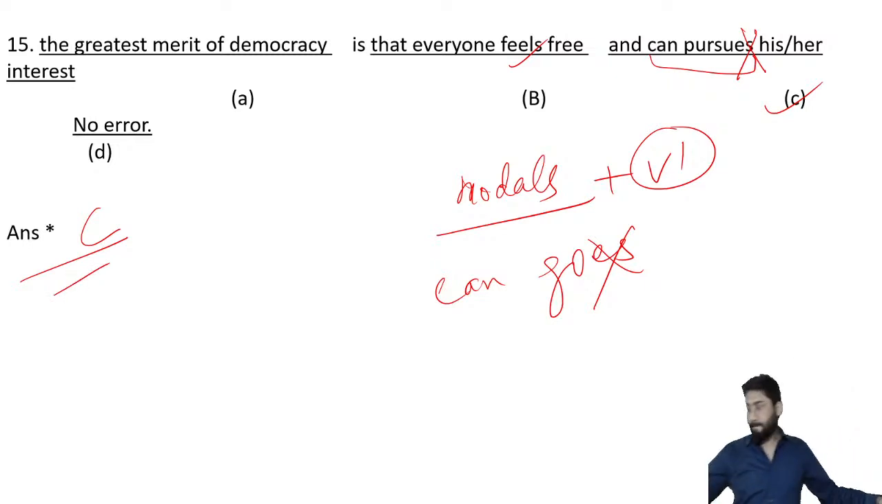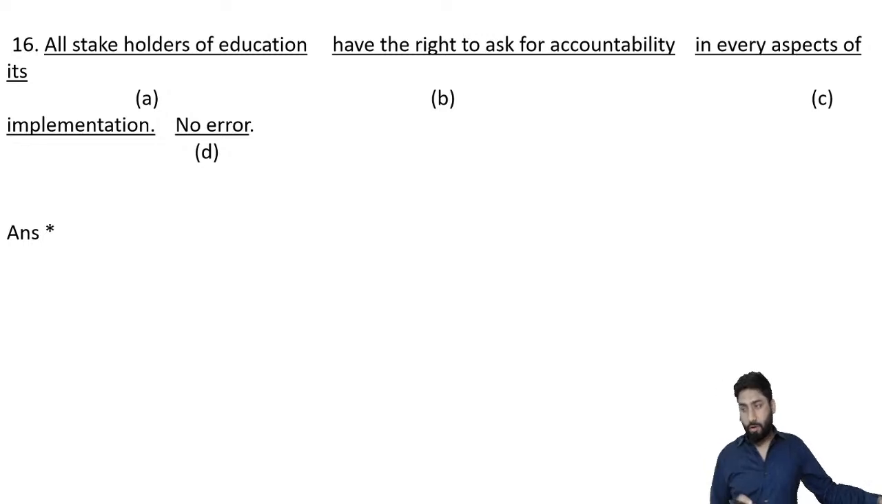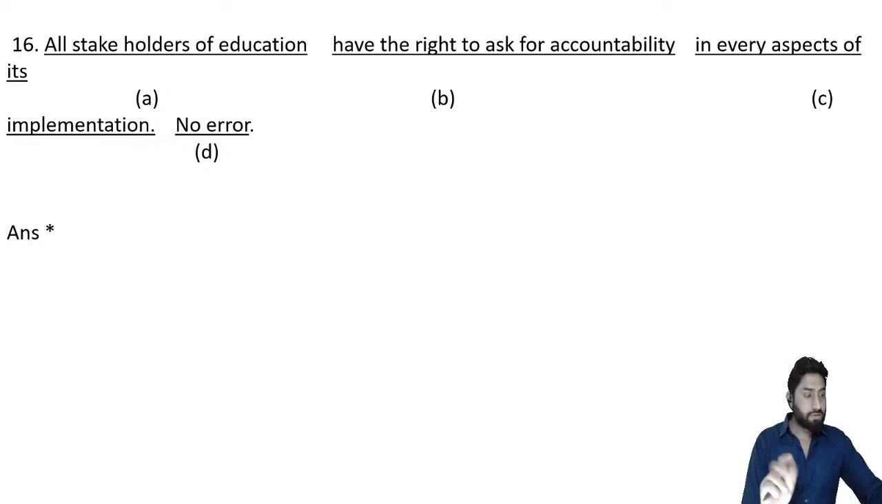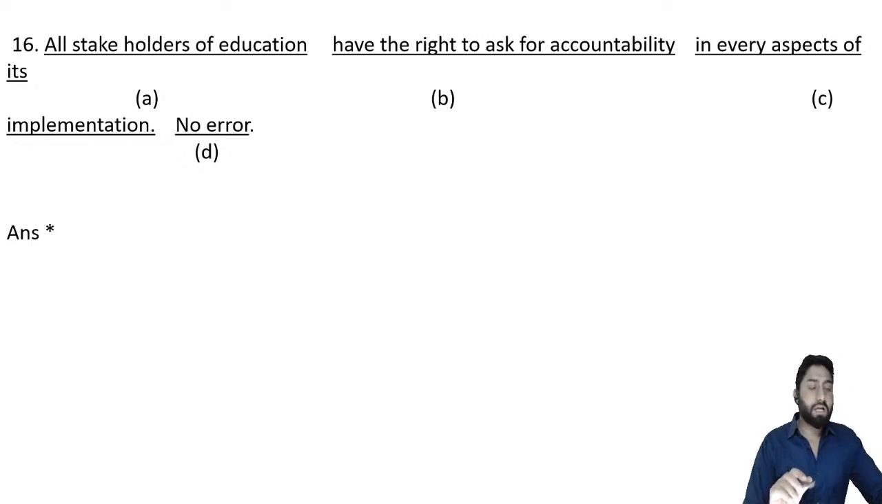Next, all stakeholders. Next, so see, questions कहीं पे थोड़े से गलत टाइप हुए हैं. So you keep checking with the paper. That's what I'm doing. जिससे कि पता चलता रहे. All stakeholders of education have the right to ask for accountability in every aspects of its implementation. See, all stakeholders of education have all, सही है सब, right to ask for accountability in every aspects.